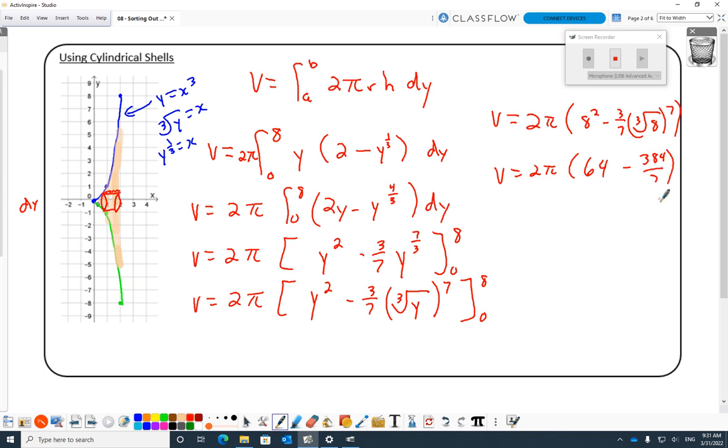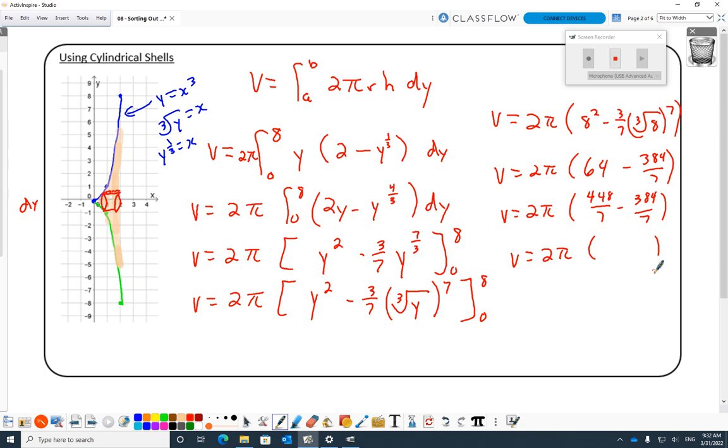Let me check that again in my head. Cube root of 8 is 2. To the power of 7 is 2, 4, 8, 16, 32, 64, 128. Times 3 is 384. So if I wanted to do this without my calculator, I'd need 7 times 64, which is 448, over 7. Oh, I'm a little nervous if it's going to come out right. I'm going to try and land it in my head here.